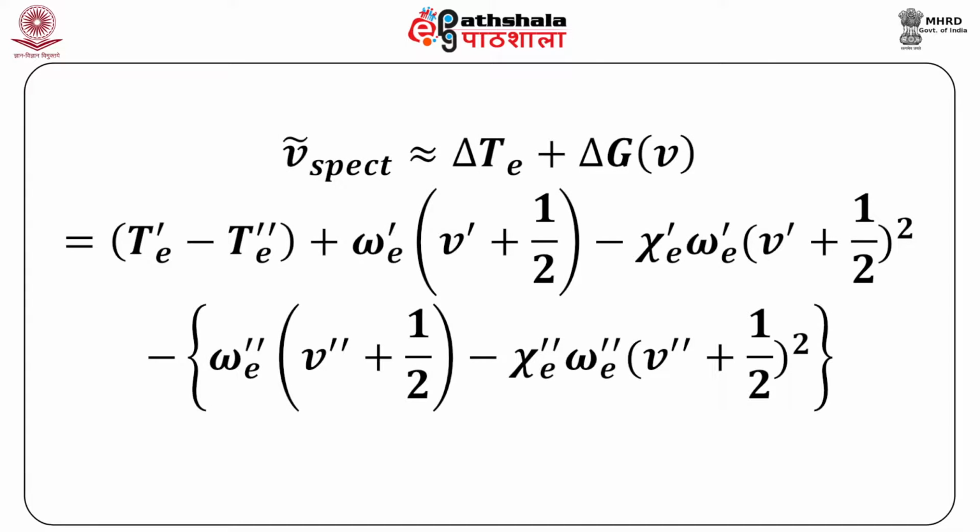Substituting for the vibrational terms for the ground state and excited states, we obtain that the energy of the photon, or rather its wave number, is given by the change in the electronic energy plus the change in the vibrational energy, that is delta T electronic plus delta G as a function of V, which is equal to T electronic prime, remember that the single prime refers to the excited state, minus T electronic double prime for the ground state, plus omega E prime into V prime plus half, minus chi E prime omega E prime into V prime plus half whole square, minus the whole thing for the ground state. That means omega E double prime into V double prime plus half, minus chi E double prime omega E double prime into V double prime plus half square.